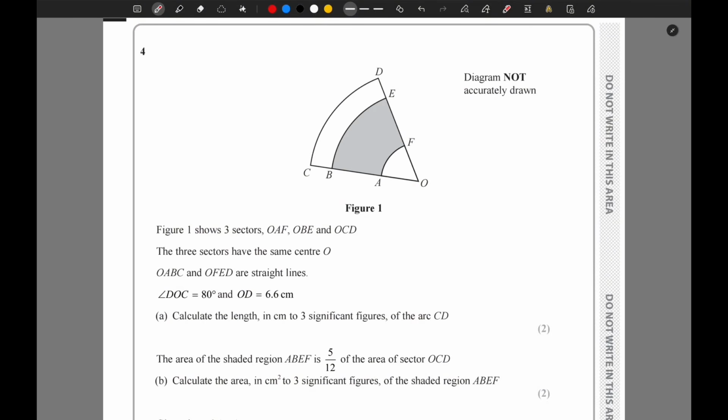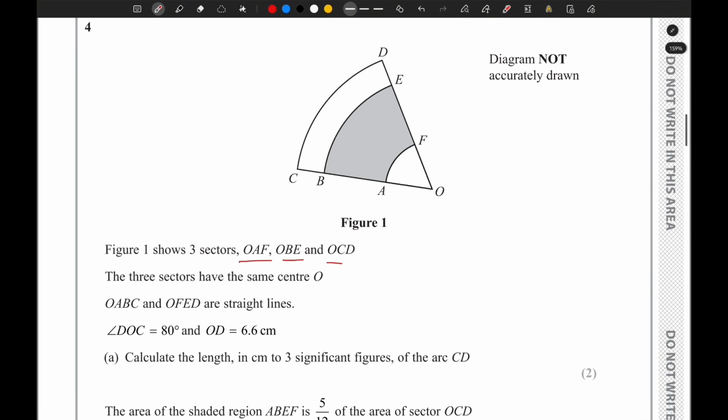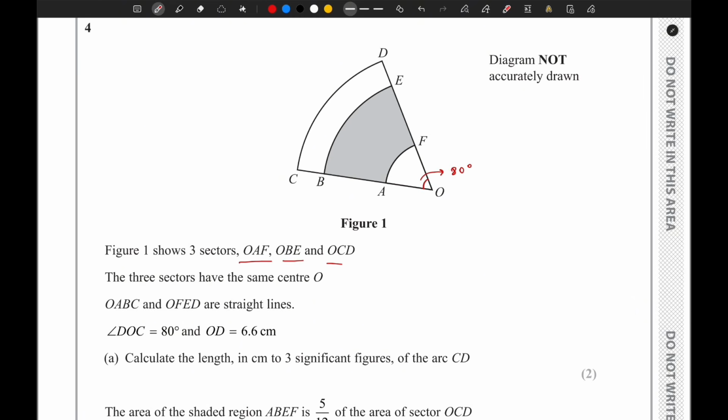Now moving on to the next question. We have a couple of sectors, three sectors to be exact, 1, 2, and 3. Now the sector angle, which is angle DOC, is 80 degrees. And OD is 6.6, which means this whole length is 6.6 centimeters. Now we need to calculate the arc length CD, this length.